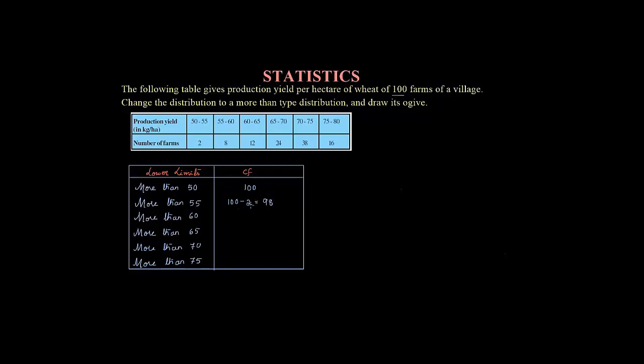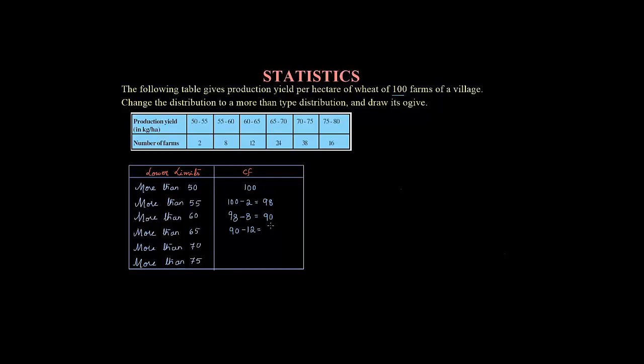What have you actually found here? From 55, how much is the frequency? So from 55, you need to count each and everything. So you are excluding this 2. So you have subtracted it here. In the same way, the next one will be 98 minus the previous one. That is nothing but 8, which equals 90. Then 90 minus 12.